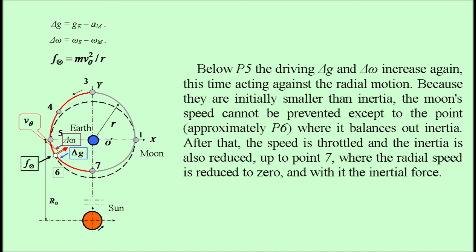Below P5 the driving delta G and delta omega increase again, this time acting against the radial motion. Because they are initially smaller than inertia, the Moon's speed cannot be prevented except to the point, approximately P6, where it balances out inertia. After that, the speed is throttled and the inertia is also reduced, up to point 7, where the radial speed is reduced to 0, and with it the inertial force.